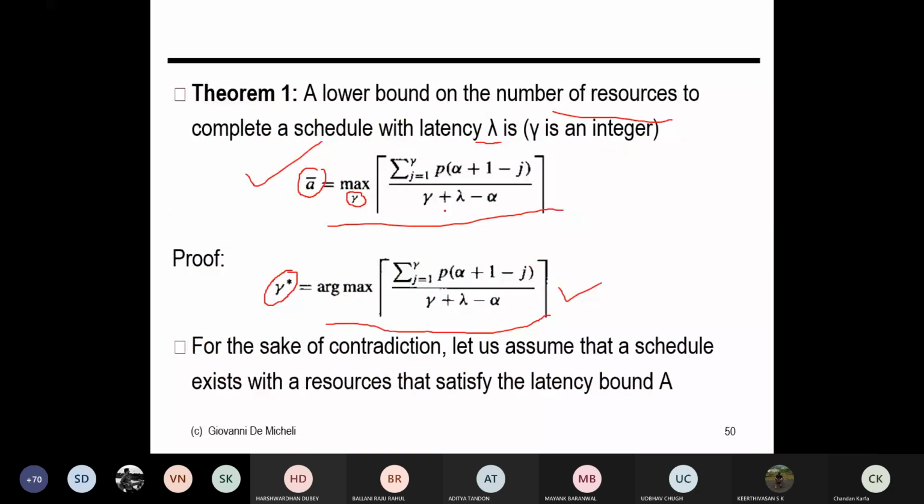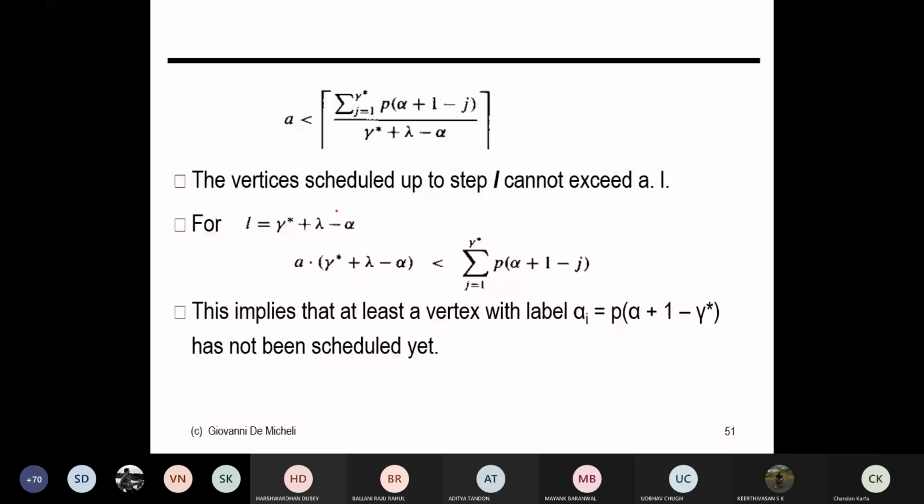So let's say this gamma star is that, and for that I'm getting the maximum value of this equation. And to prove what I'm saying, let's prove by contradiction. So let us assume that I can satisfy the latency bound lambda using fewer resources than a bar. A bar is the minimum resource, but I can still have a solution which meets the latency of lambda using fewer resources than a bar. So that means my actual resource needed, a, is less than a bar.